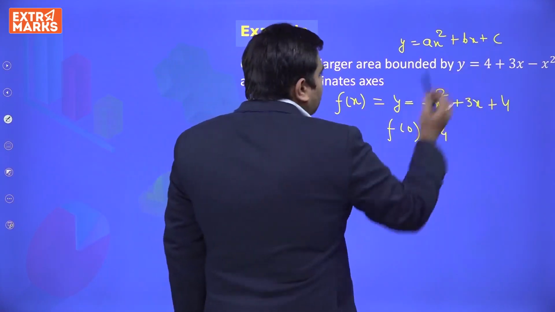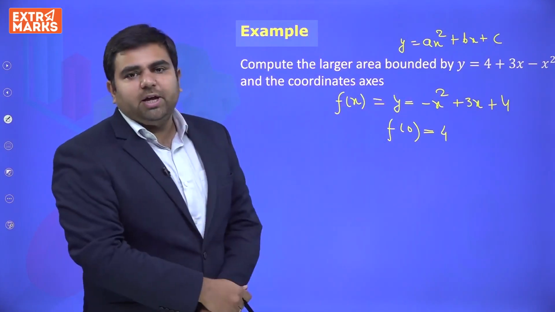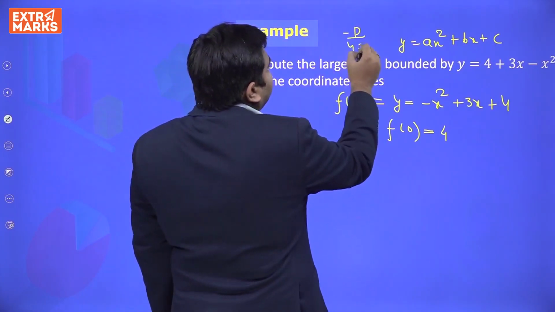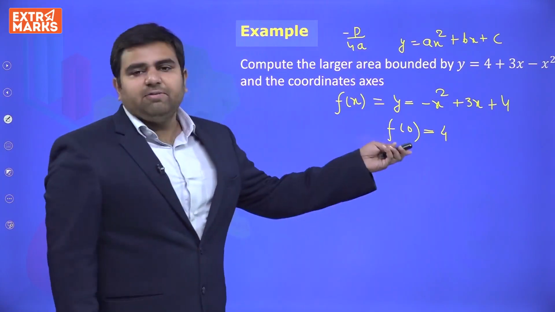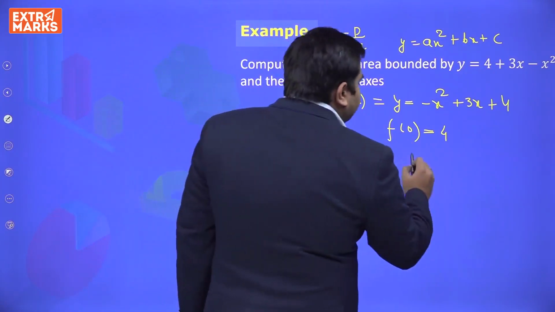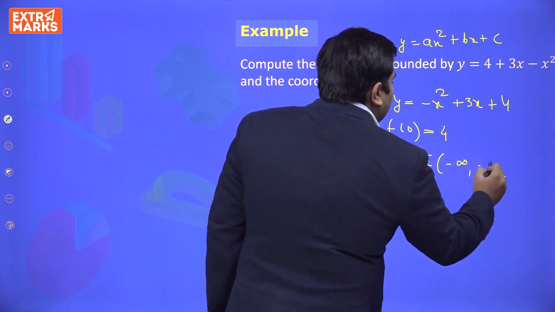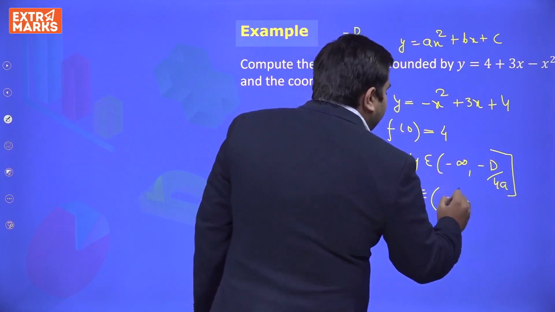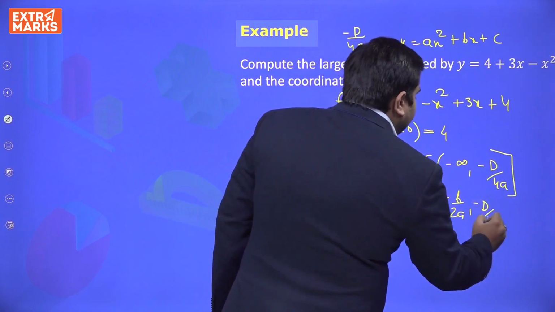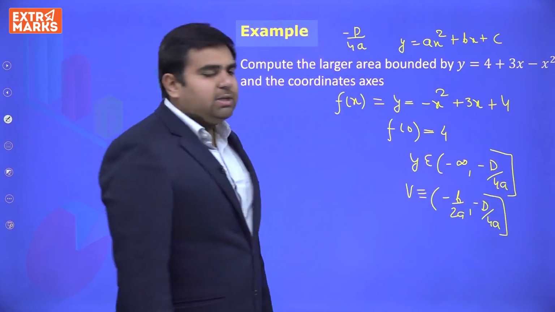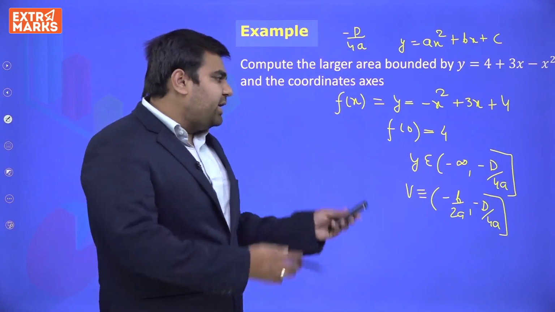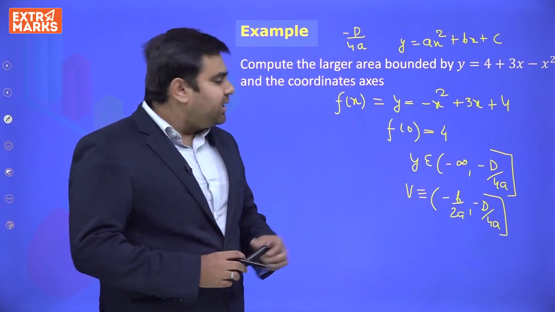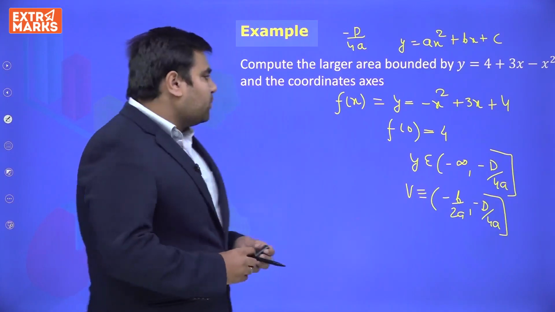So let's do this. Also, what is the range? What is the range of y? The range of y involves minus d by 4a. If a is negative, then y belongs to minus infinity to minus d by 4a, right? And what is the vertex? The vertex is minus b by 2a comma minus d by 4a. So these are the important, necessary conditions to plot the graph of minus x square plus 3x plus 4 equal to y. Let's quickly apply all these conditions to plot the curve.